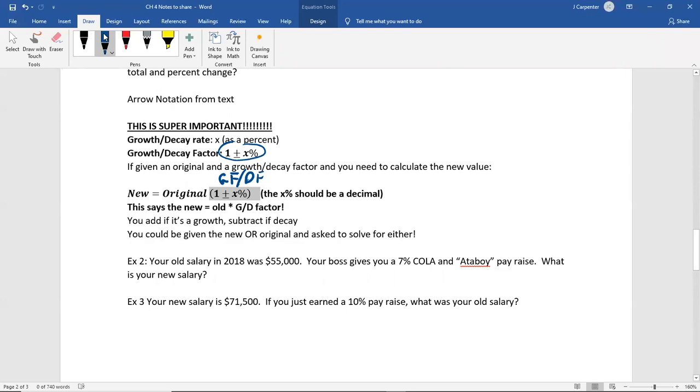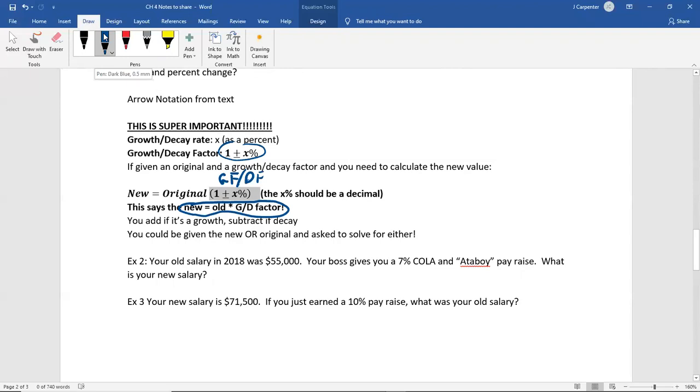This idea of a growth factor, this idea of new equals old times growth or decay factor, this is not going to go away. This is going to be seen for the rest of the semester. This is going to be a common theme. We're going to create an entirely new equation out of this in chapter 6, known as the exponential equation. And yeah, so this is not going away.